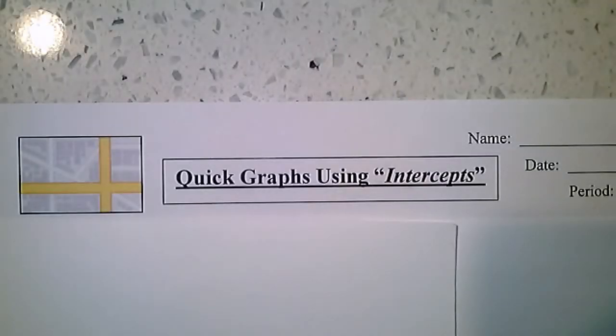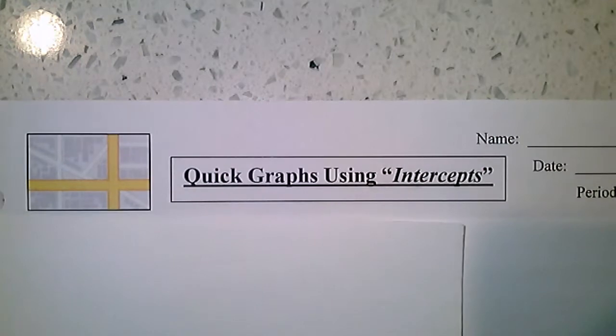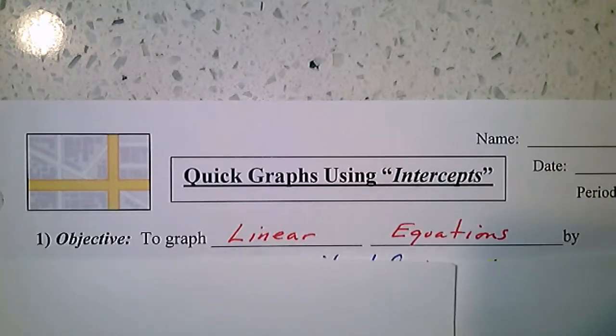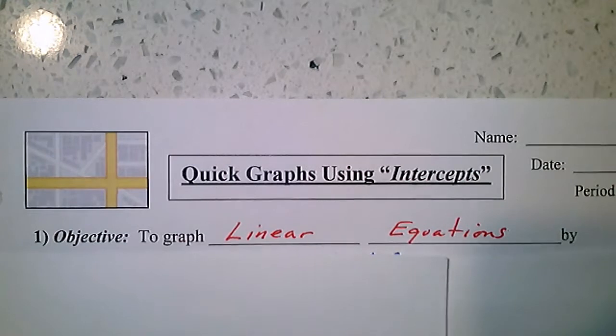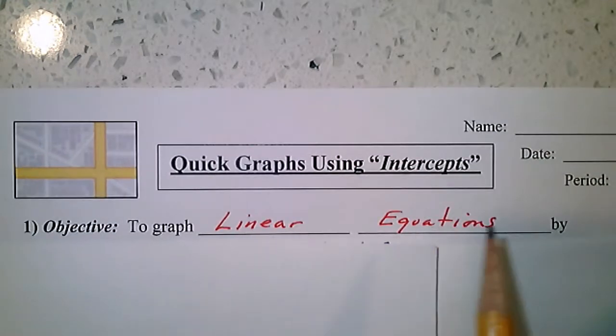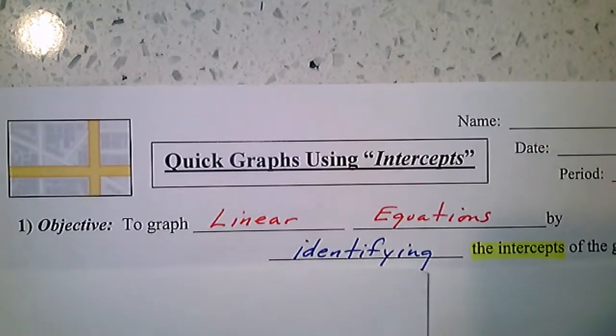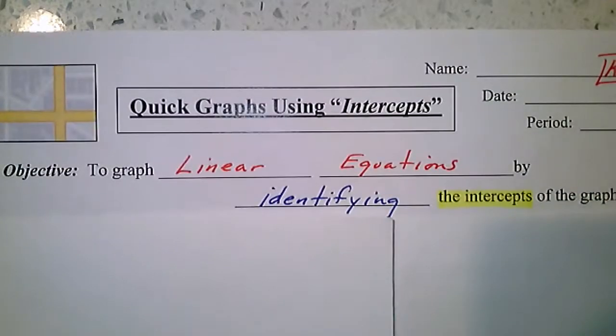All right, quick graphs using intercepts. So our objective is we want to be able to graph a linear equation. So graph linear equations by identifying the intercepts of the graph. So we're going to be working with linear equations. That's what we've been working with this entire school year so far. And we want to be able to identify what we call the intercepts.